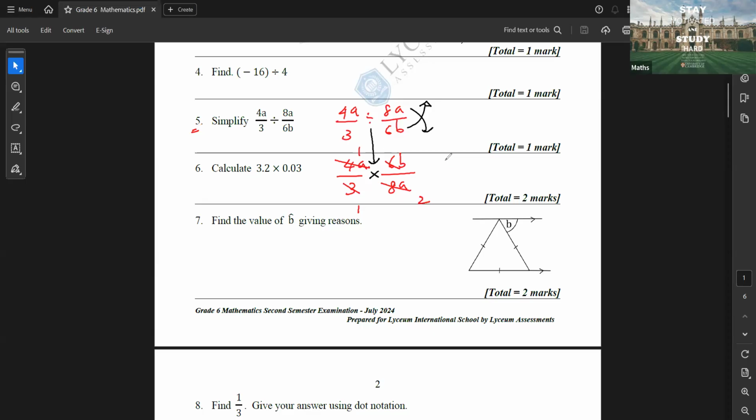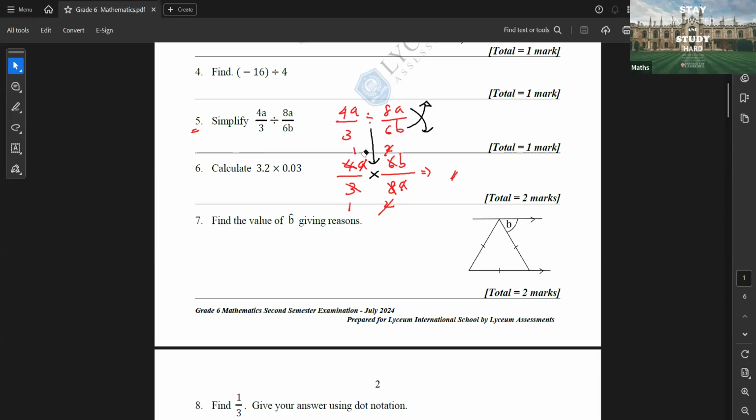So again, you change the division to multiplication. So you can divide 4a times 1, 8a times 2. If not, you can cut simply the a first, then 4 times 1, 4 times 2. Then you can go with 3 times up and down, 3 times 1, 3 times 2. Then again you can cut this 2 and 2. So 6b. Write it properly, b. That's the answer. All right.